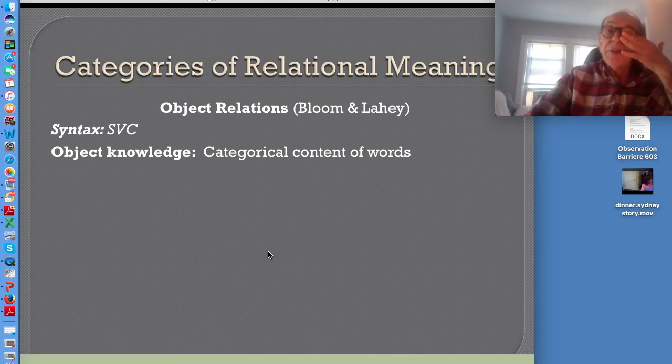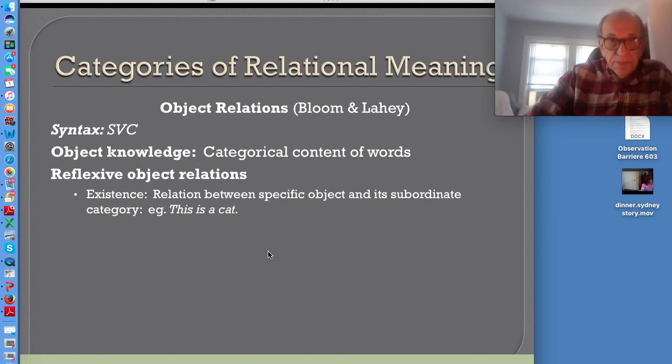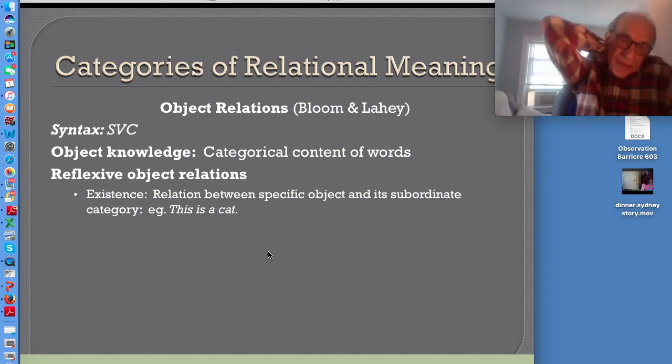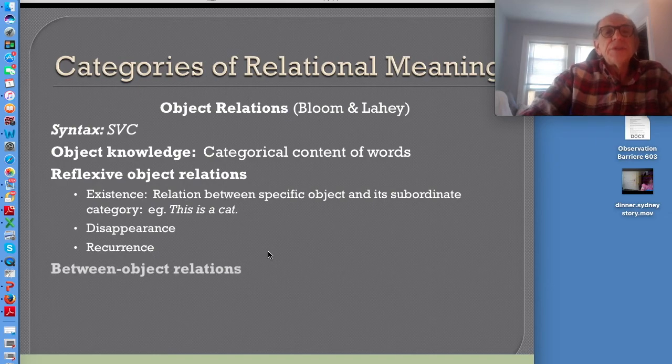The Leahy model identifies the following content categories. Existence, in sentences such as "this is a cat," where there's a relationship between a specific object, this, and the category it belongs to, a cat, subordinate category or superordinate category. This is a cat. Disappearance, recurrence, two other similar types of reflexive object relationships. All gone cat, more cat.